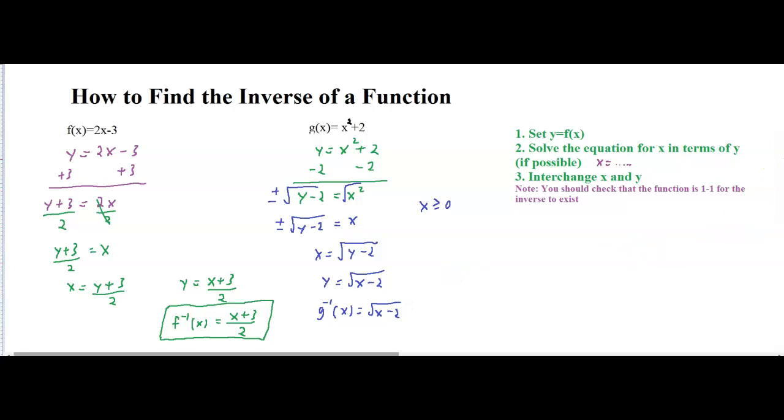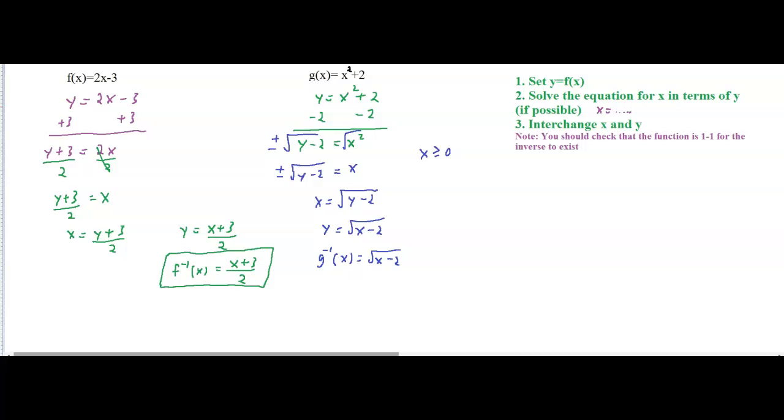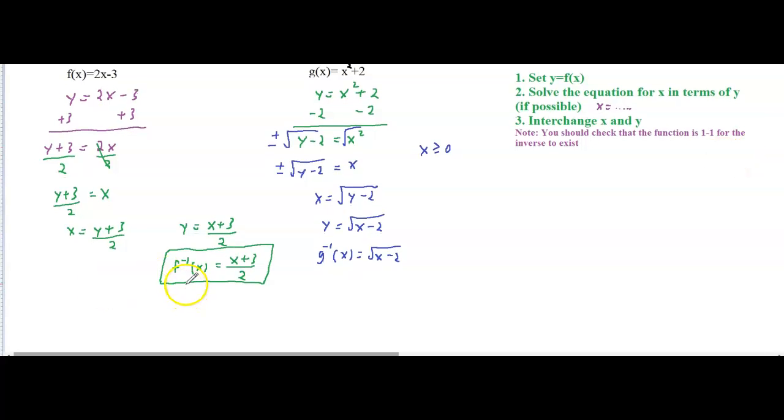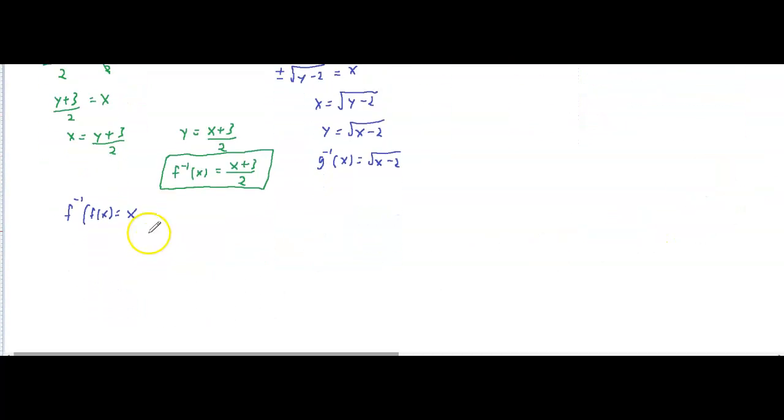Sometimes you'll be asked to verify that the function that you found is indeed the inverse, so I could show you how to do that really quickly. The main thing is to remember that if you take the inverse of the original function, you should just come out with x. So we'll just check to see if that's actually true. Our original function f of x for this one was 2x minus 3. So let's take the inverse of that function.